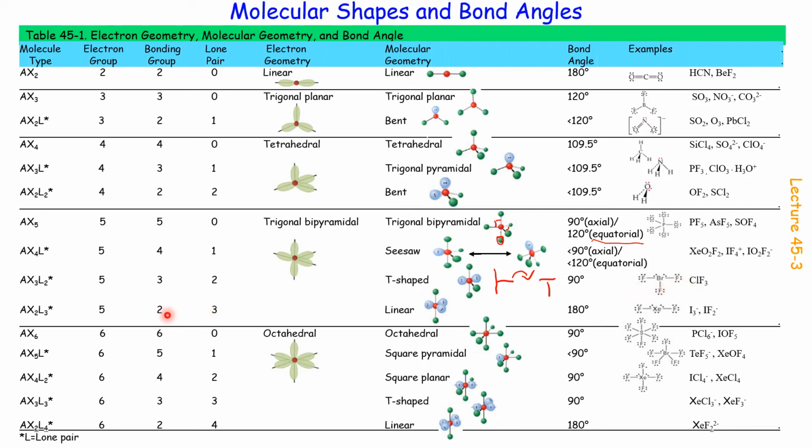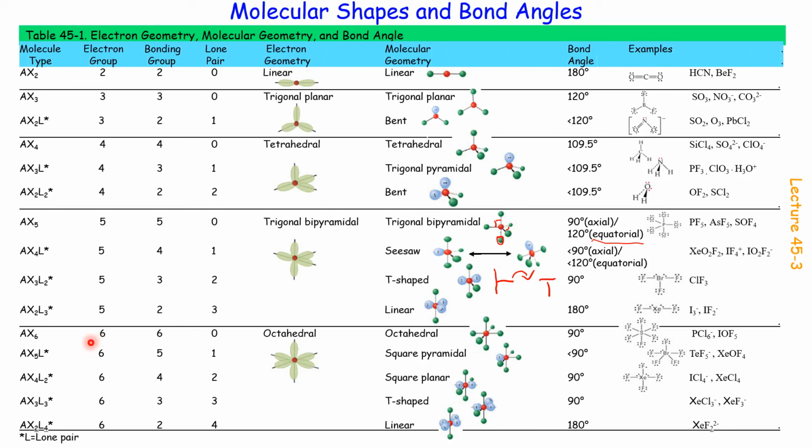If there are only two bonding groups and three lone pairs, which means all three equatorial positions are occupied by lone pair electrons, then the molecular shape, if we just focus on the atoms, is simply linear. And those are the examples for molecules with a linear shape.